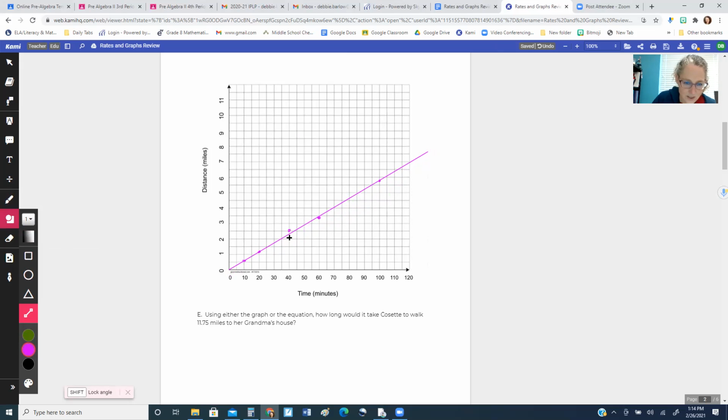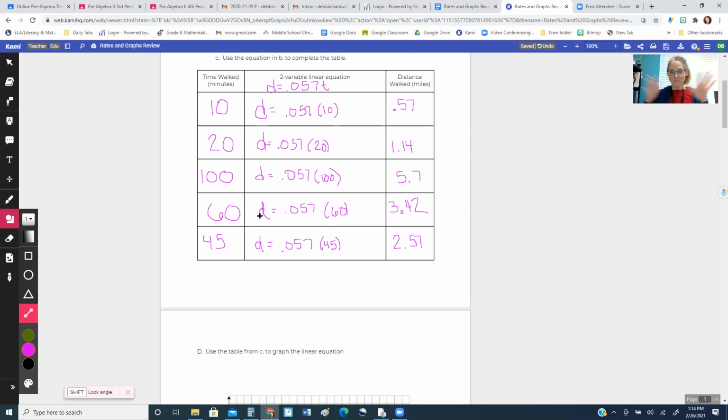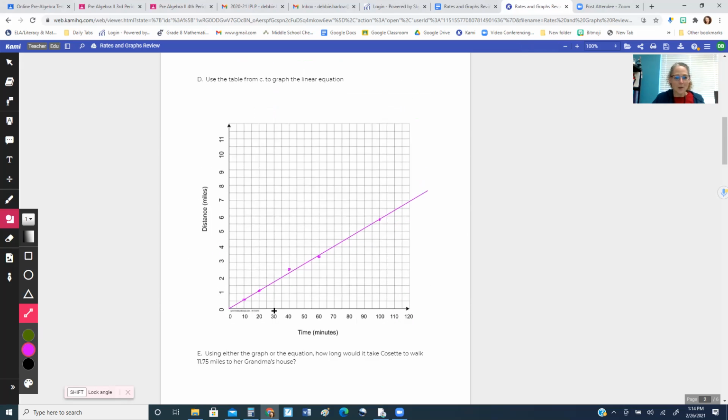What's wrong with this one? 40. Oh, I know what's wrong with that one. It's okay. So look, I made a mistake. Oh, awesome. And I caught it because it's not on the line. Oh, I love that. So it was supposed to be, look at this, 45 minutes and 2.57 miles. But look, I accidentally graphed it at 40 minutes and 2.57. And if you come over here to 45, boom, it's right there on the graph where it should be.